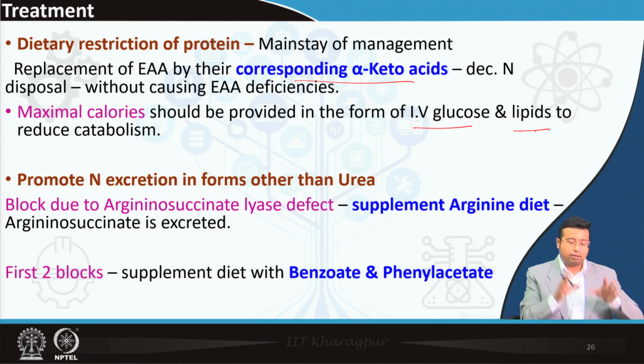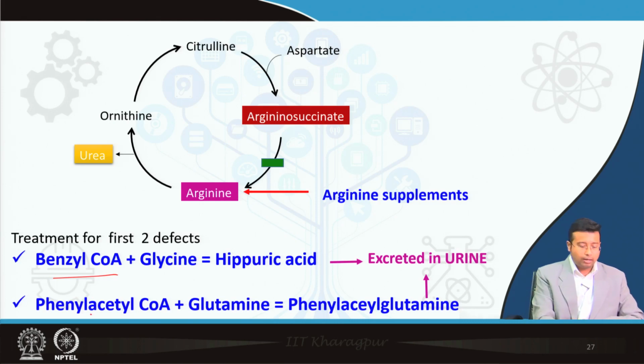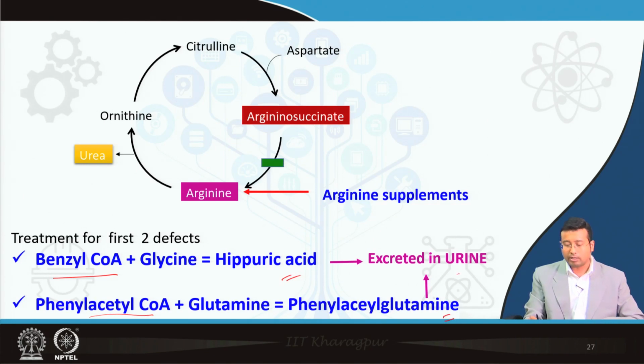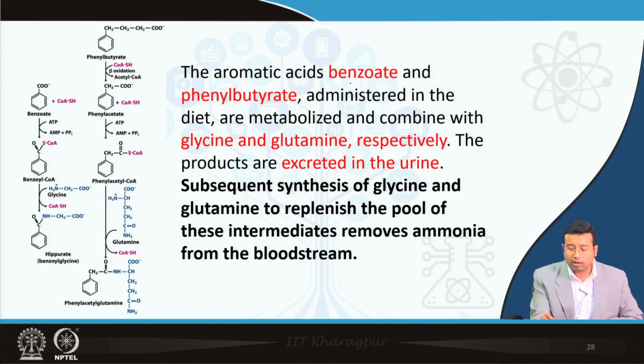Whenever there is a block in arginosuccinate lyase, we can supplement the diet with arginine, because arginine is actually synthesized with the help of that enzyme, and in the first two blocks we can supplement with benzoyl CoA or benzoate and phenyl acetate or phenyl butyrate, which will give rise to soluble compounds that are excreted in urine. See over here, whenever there is a block in this enzyme, arginine synthesis will be defective, we need to supplement arginine, and this is how we can treat with external compounds like benzoate.